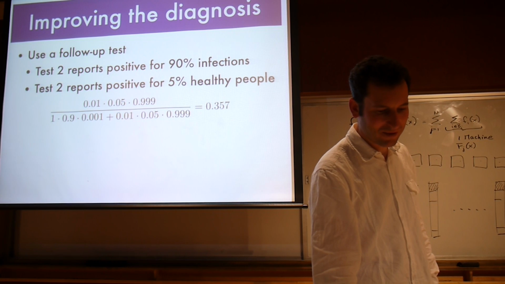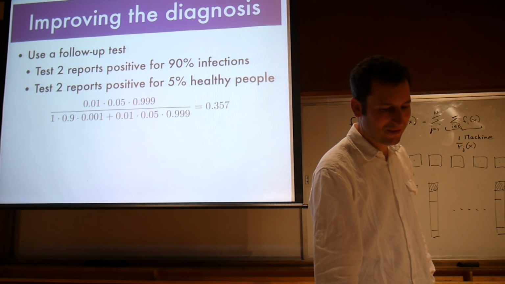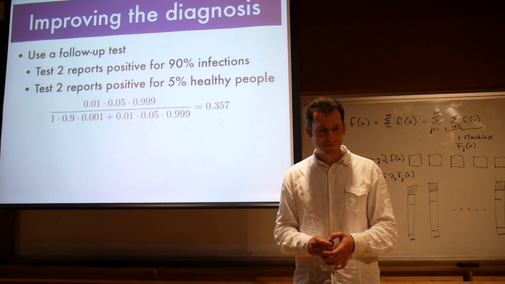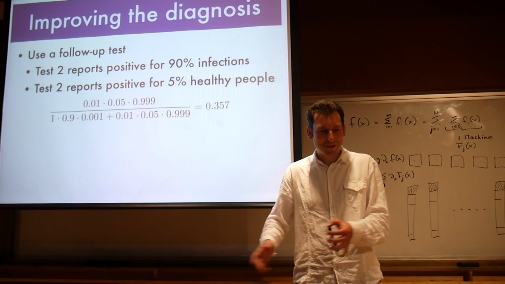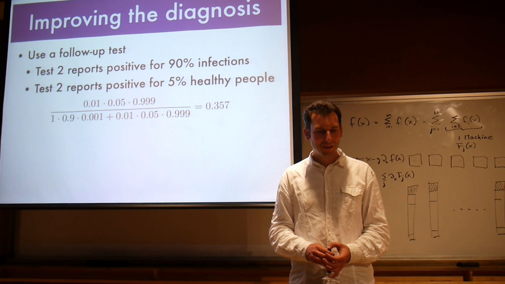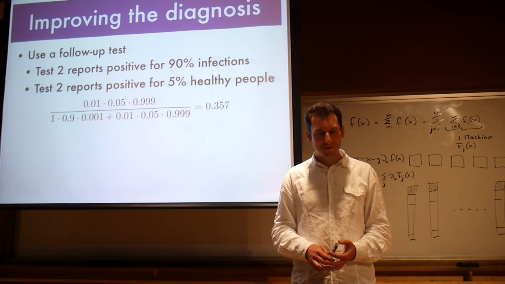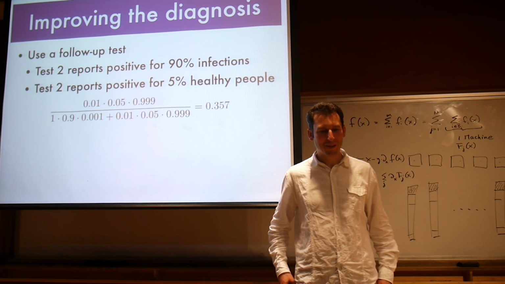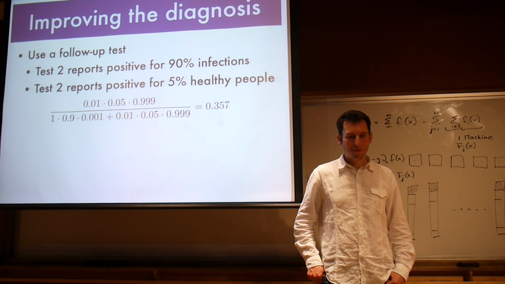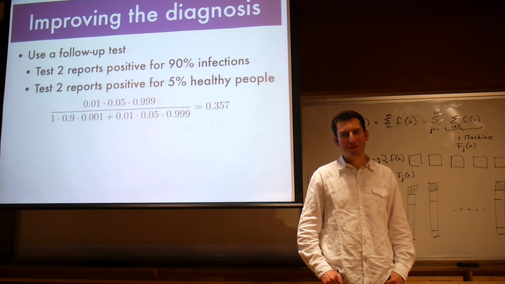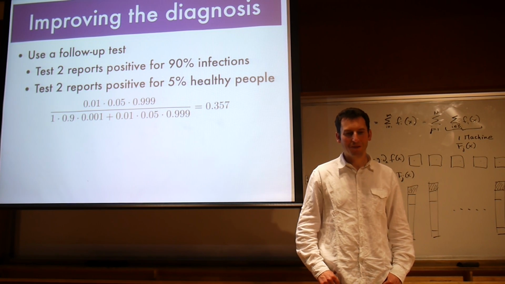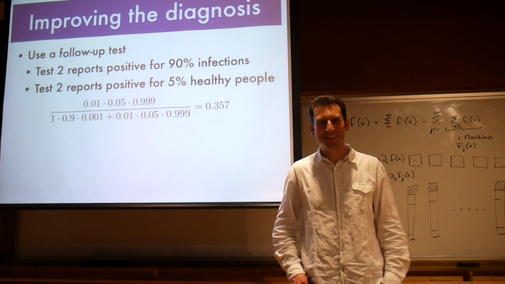What can we do better? Well, we use a follow-up test, right? And that follow-up test reports positive for 90% of all infections, but 5% for all healthy people. And you get then almost 36%. So here are 2 questions. First of all, why can't I just go and use test 1 a second time? Because after all, test 1 is a lot better than test 2, right?